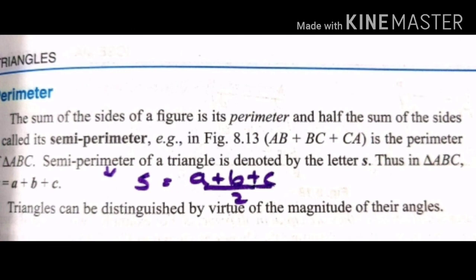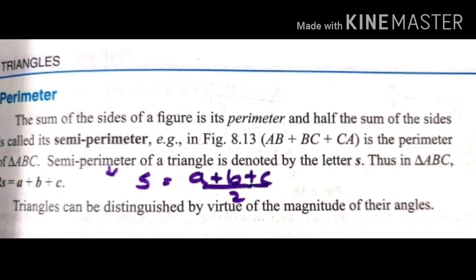In a triangle also we have to find perimeter and sometimes semi-perimeter. Okay, next time we will continue.